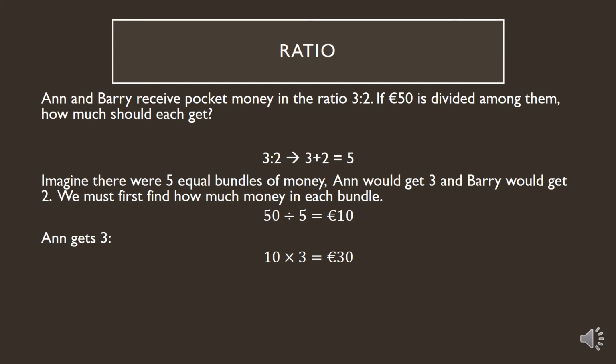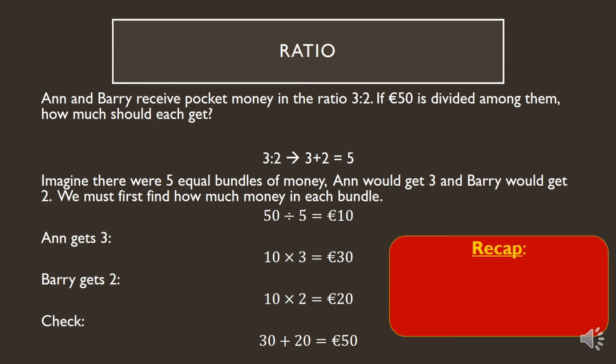10 times 3 is 30, so Anne gets 30 euros and Barry gets 2 of them. 10 times 2 is 20. So Anne gets 30 and Barry gets 20. If you want to check your answers, you could add Anne's money, 30, plus Barry's, 20, and yes, that makes a total of 50. So let's just recap on that.